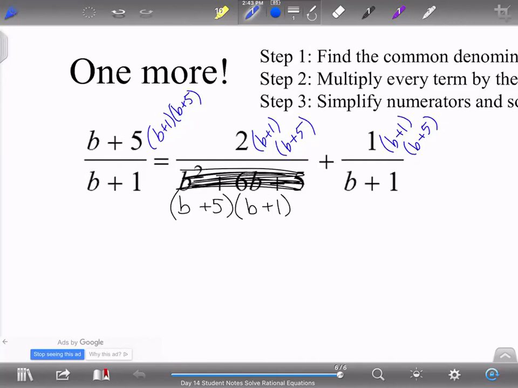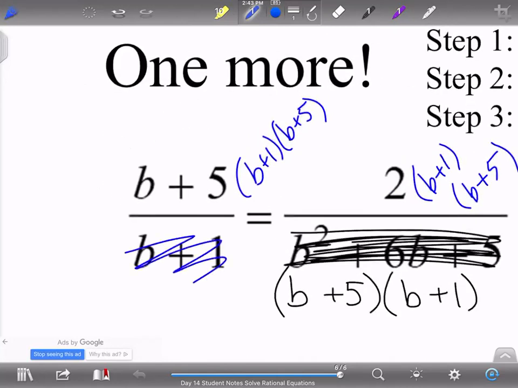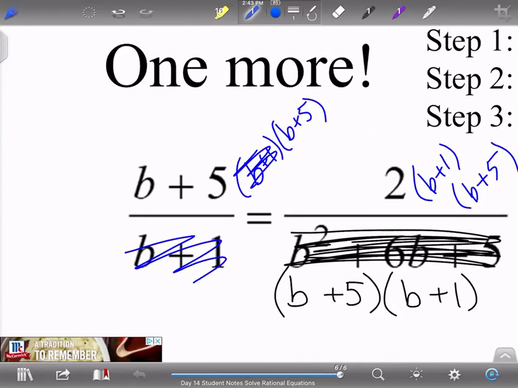So now when we go to do our multiplication for the first fraction here, the b minus 1 is going to cancel with the b minus 1. We're multiplying by it, and then we're going to divide by it. So those are going to cancel each other out.